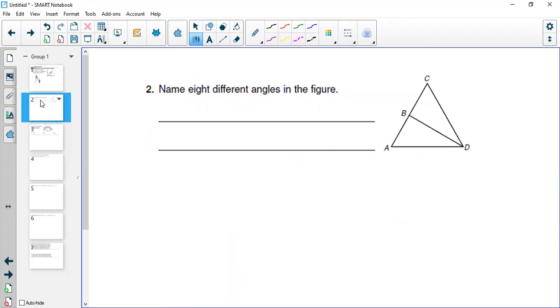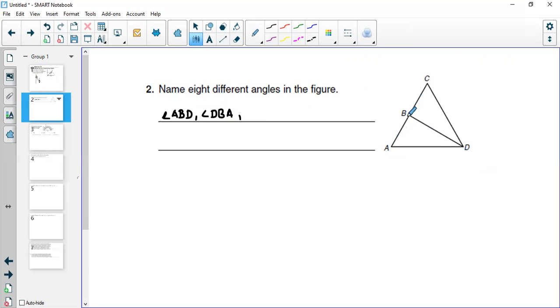Let's move on to question number 2. Name 8 angles in the figure. They want 8 angles, so let's start with the one which is already there. Angle ABD. Let me start with the smaller ones. ABD. Similarly, write the inverse of that, DBA.